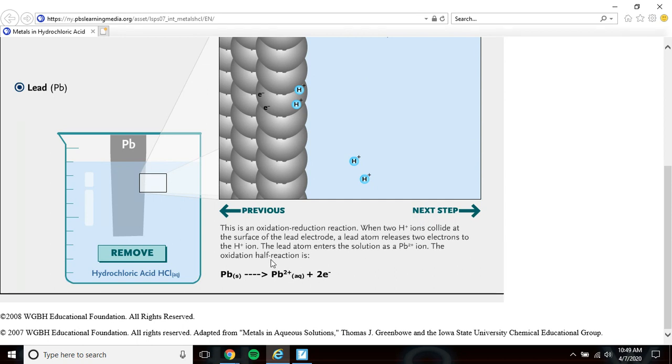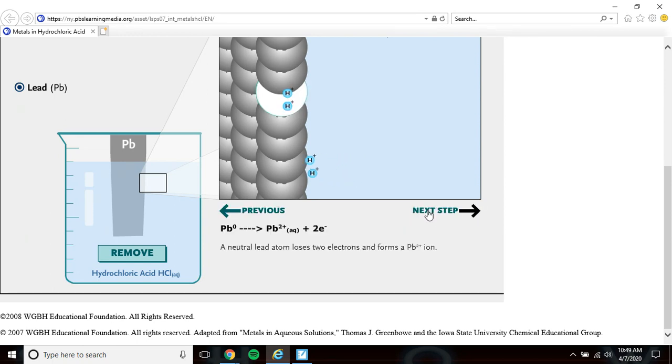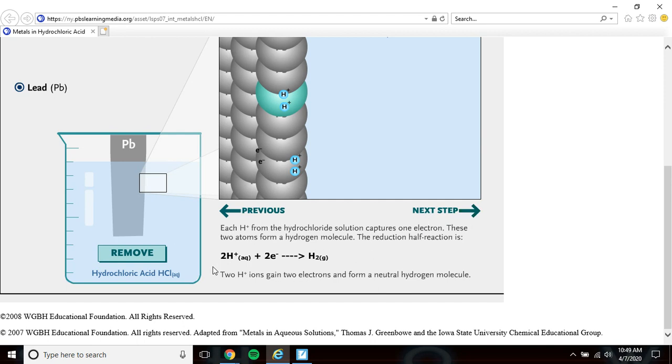Go step by step. Here is my oxidation half reaction for lead, Pb. Give you a second to write that. Here comes my reduction half reaction. Here is the reduction half reaction. Now you need to write that. And then it goes on to conclusions.